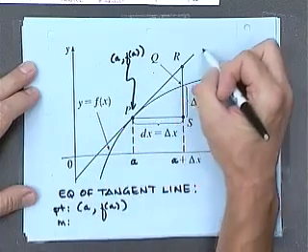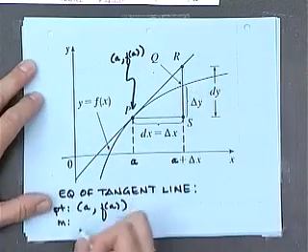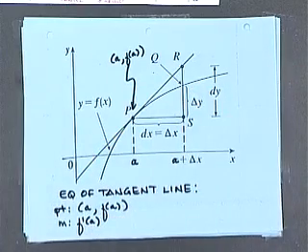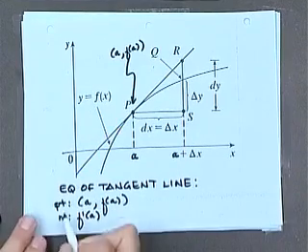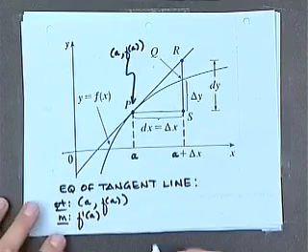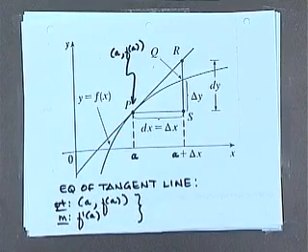The derivative. It's the derivative, right? If we want the slope of this line PR, all we need is the derivative evaluated at this value A. So we know a point on the line, we know the slope of the line, so those two things ought to be enough to figure out the equation of the tangent line.